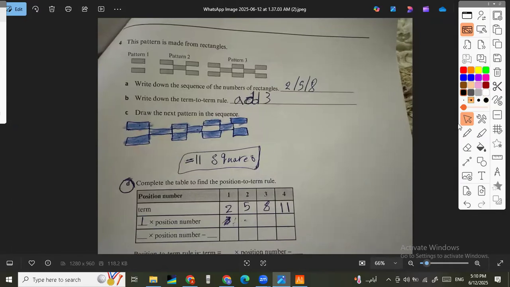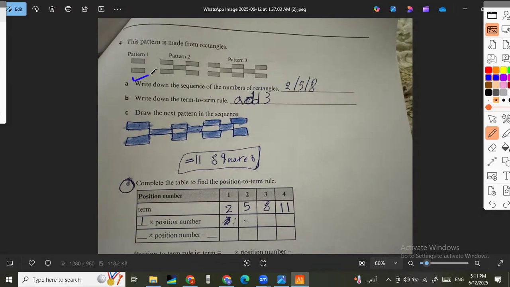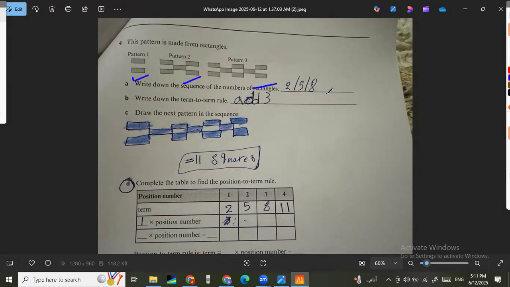Here's the question. It says this pattern is made from rectangles. They are requesting the sequence of the numbers of rectangles. So it is 2, 5, then 8. Correct. But we just put commas: 2, 5, 8, not slashes. Write down the term-to-term rule. Yes, we're adding 3. Perfect. Draw the next one. 11 squares is going to be perfect.